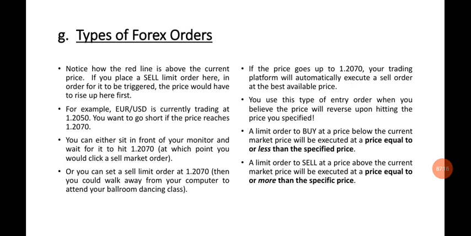A limit order to buy at a price below the current market will be executed at a price equal to or less than a specified price. A limit order to sell at a price above the current market will execute at a price equal to or more than the specified price.